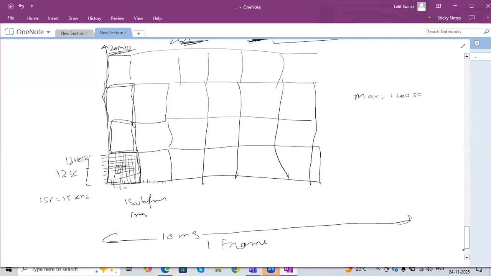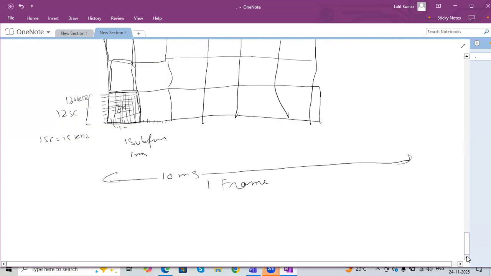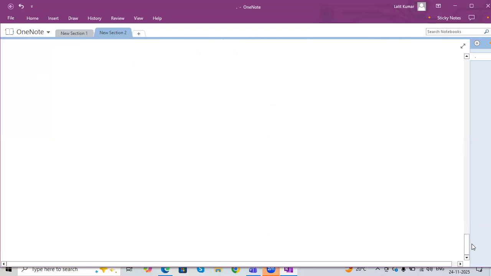And the eNodeB will allocate the resources to UEs. So the question is, who will allocate the resources? The eNodeB will allocate the resources. Everything is covered already. Okay, then this is complete.